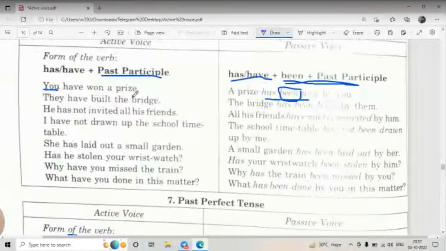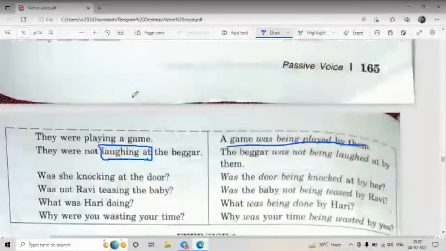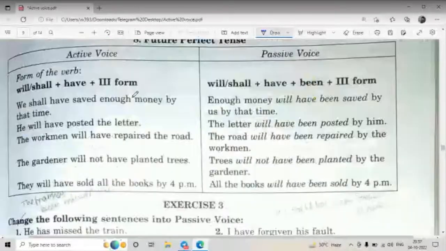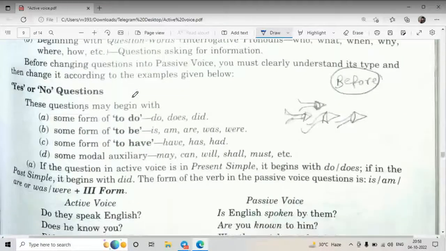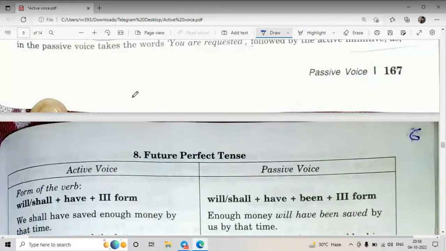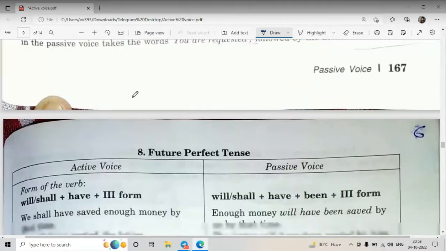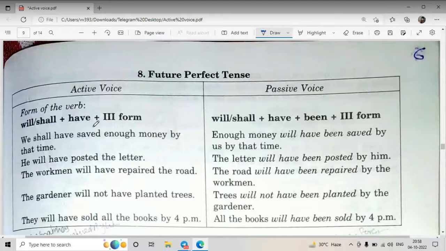Now let us move forward to the next one, and that is future perfect tense. Its form in the active voice is will/shall plus have plus verb's third form, and its passive voice will be will/shall plus have been plus verb's third form.